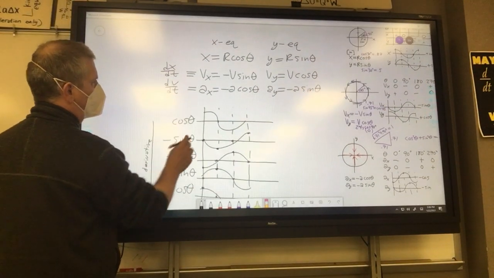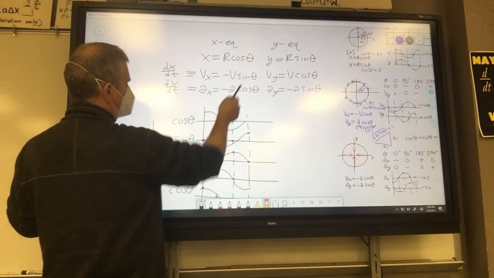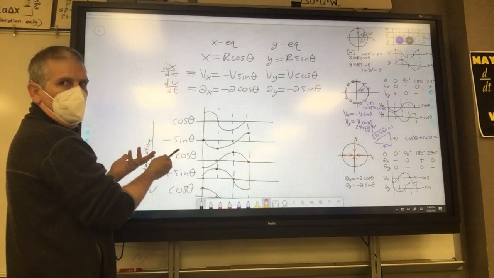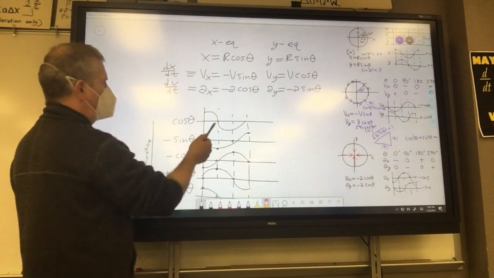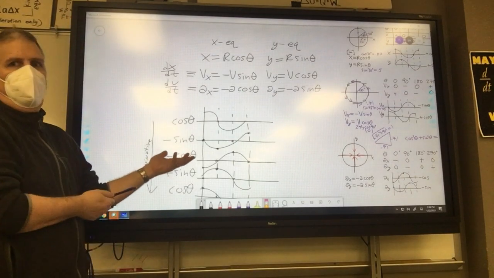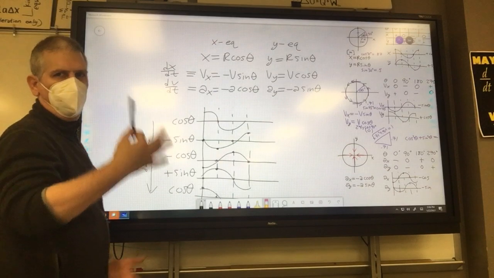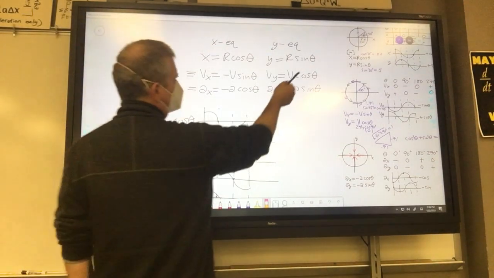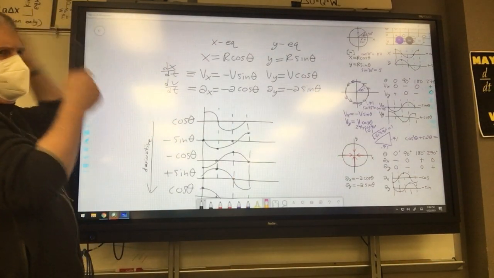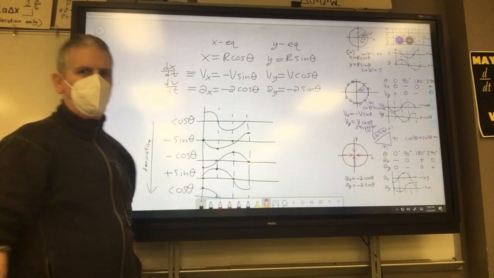So notice, cosine goes to negative sine. Ta-da! Negative sine goes to negative cosine. Ta-da! Sine goes to cosine. Ta-da! I'm running out of room up here. Let's see how high I can go. And cosine goes to negative sine. Ta-da! That's the big finale right there.